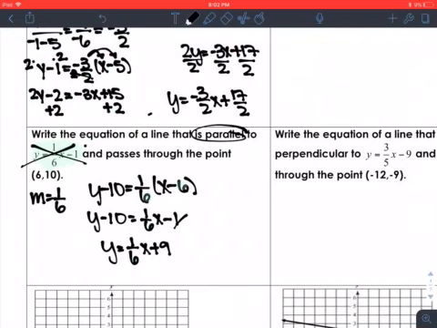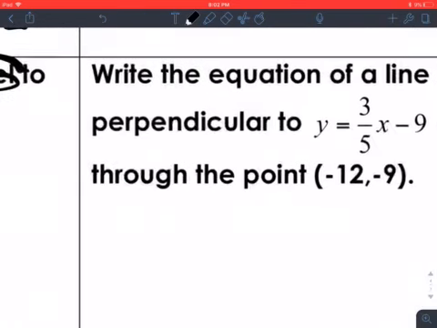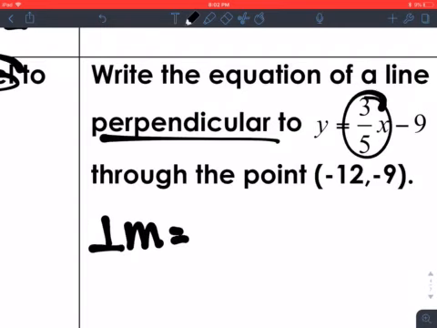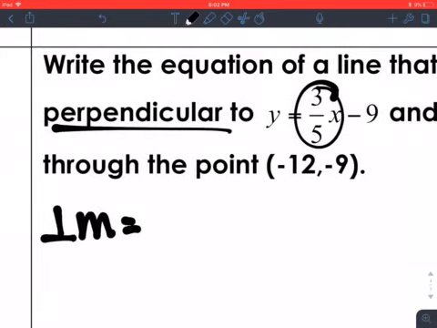Okay? Now, the next one is about being perpendicular. Same idea for this one. We only want that slope, but we want the perpendicular slope to it. So if the slope of this line is 3 over 5, then my perpendicular slope is the opposite reciprocal, which means it's going to be negative 5 over 3.